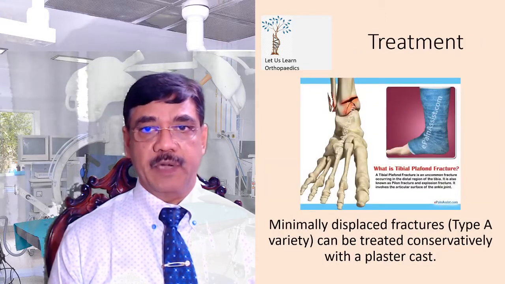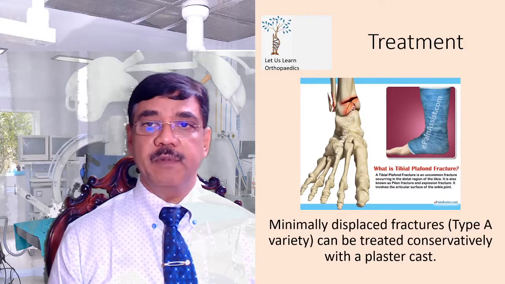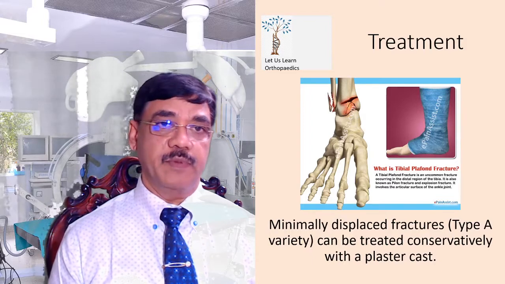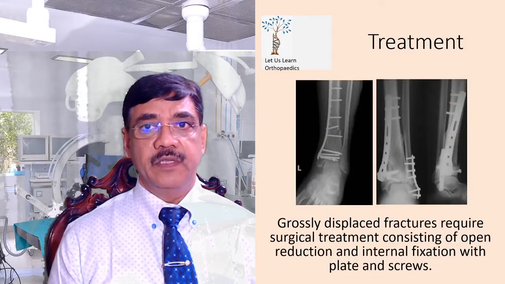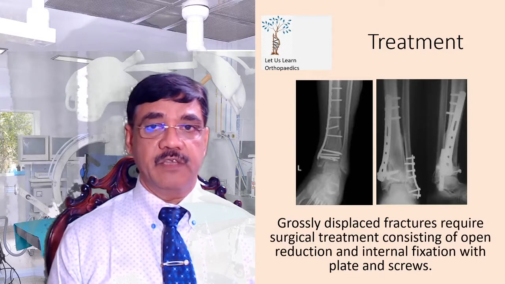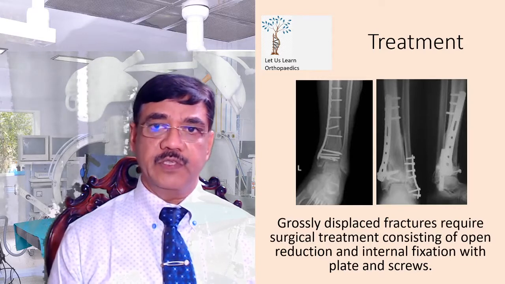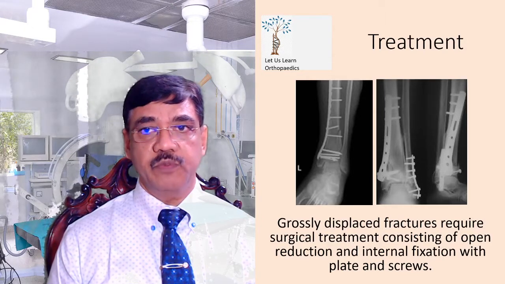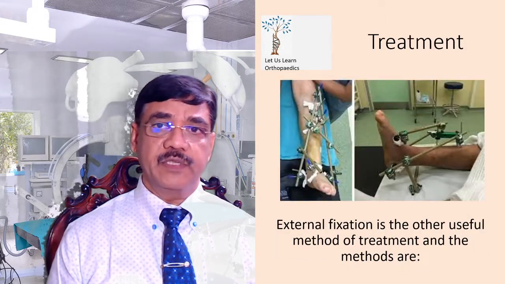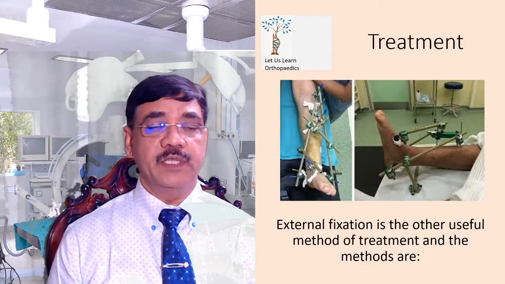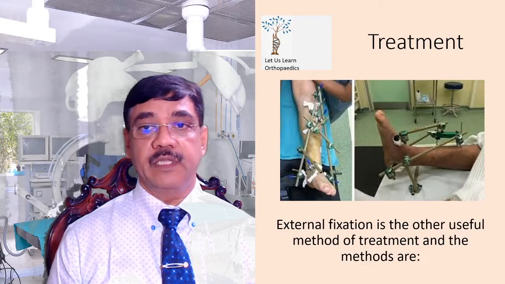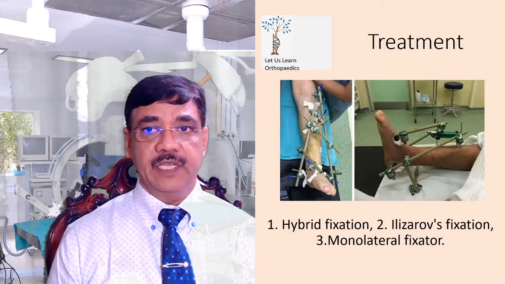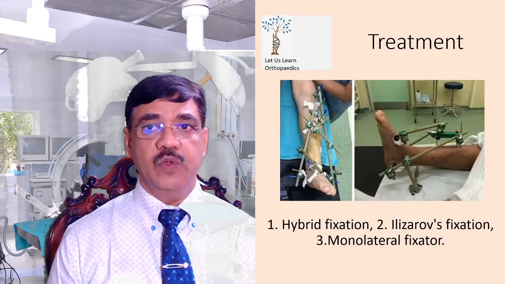Coming to the treatment part. Minimally displaced fractures, type A variety, can be treated conservatively with a plaster cast. Grossly displaced fractures require surgical treatment consisting of open reduction and internal fixation with plates and screws. External fixation is another useful method of treatment, and the methods include hybrid fixation, Ilizarov fixation, and monolateral fixators.